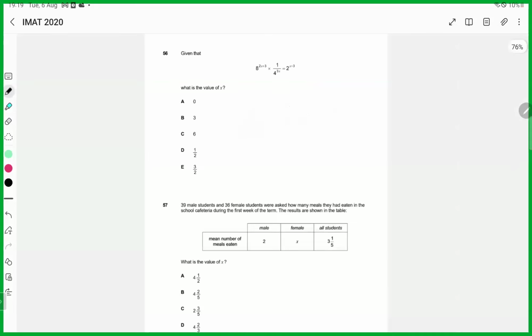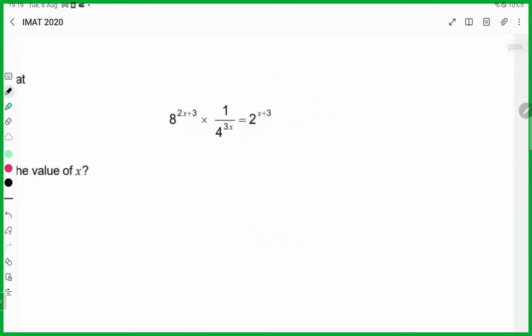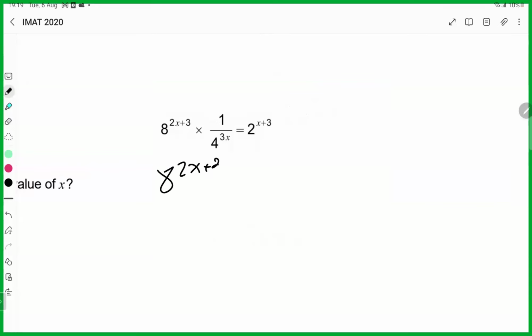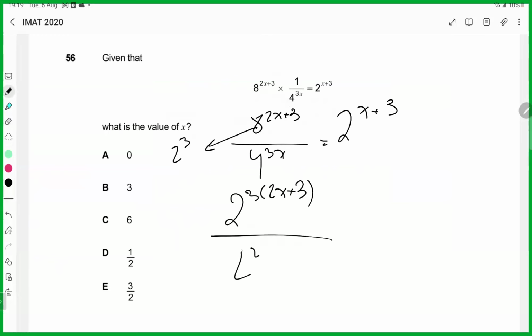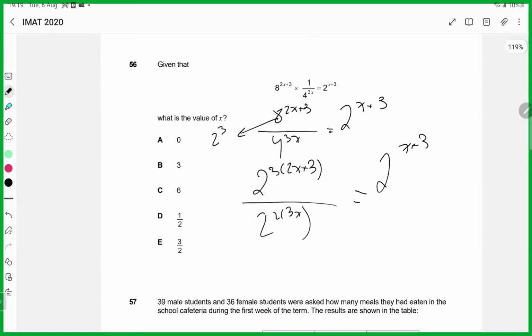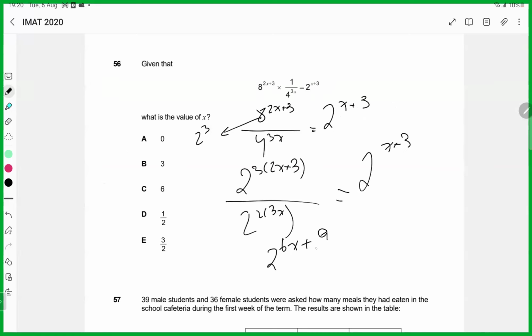No way. Okay. 8 to x plus 3 times 1 is the same. Over 4, 3 power x equals 2x power 3, x plus 3. And then 8 is 2 power 3. So 2 power 3 into 2x plus 3 over 2 power 2 into 3x. I'm just trying to simplify 2 power x plus 3. So 2 power 6x plus 9 over 2 power 6x equals to 2 power x plus 3.